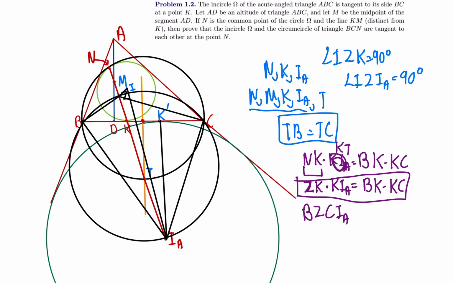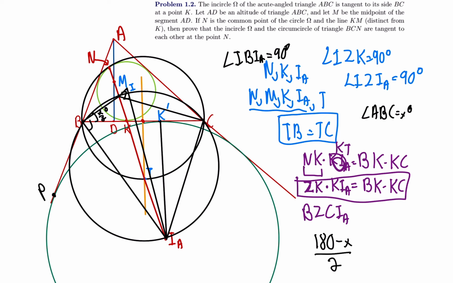So we need to prove that angle I B I_A is equal to 90 degrees. Let's just say that angle ABC is equal to X degrees. Then angle IBC, because it's an angle bisector, is equal to X over 2 degrees. And since B I_A is an external angle bisector, this angle, let's just say this point P somewhere, angle CBP is 180 minus X, and so angle C B I_A is 90 minus X over 2. In particular, summing these angles yields that this angle right here is a right angle.